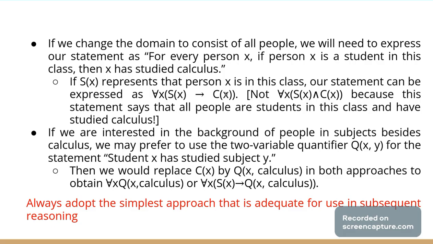Okay, same thing, since we are saying that a particular student x has studied a particular subject, calculus, it could have been written as Q of x comma y, where y is a particular subject and x is a particular student. And since we are interested only in calculus, our statement will become for all x, S of x implies Q of x comma calculus.